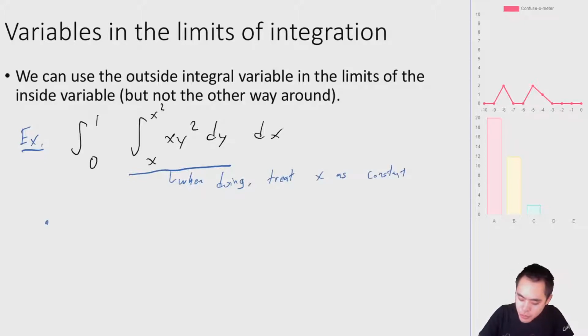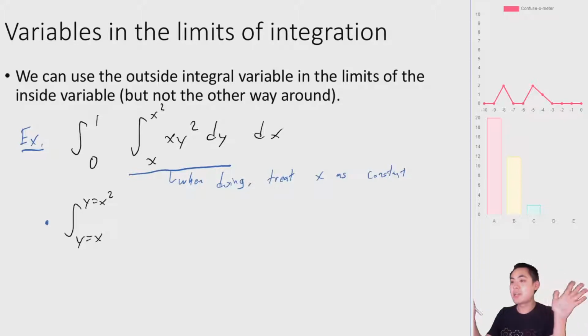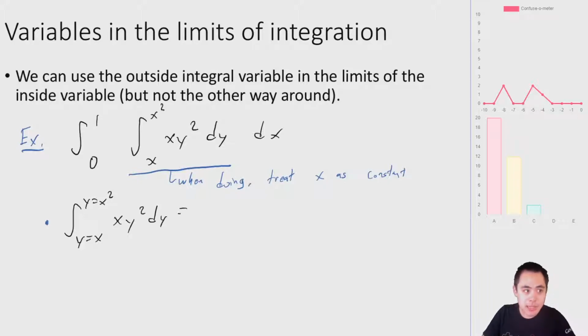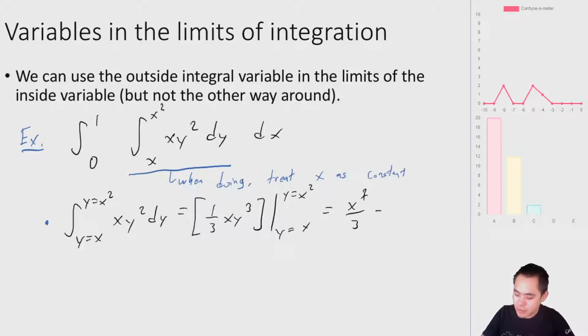So what we're saying here, for this blue part, is the integral from y equals x to y equals x squared, where x is just some constant. So now, stop thinking about x as a variable. For this problem, x is some random constant like 1 or 2 or a or b. And so then you have xy squared dy, and this is going to be equal to, well, you're integrating with respect to y, so this is 1/3 xy cubed from y equals x to y equals x squared. And when you plug in x squared for y, what you end up getting is x to the 7th over 3 minus x to the 4th over 3.